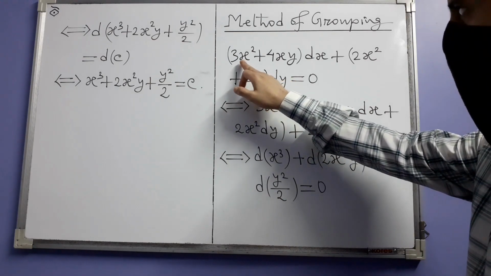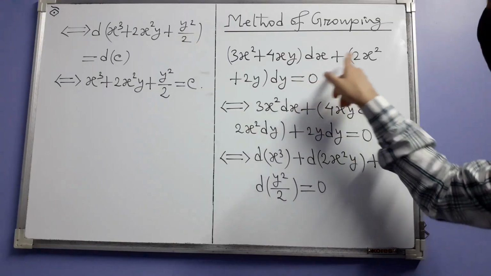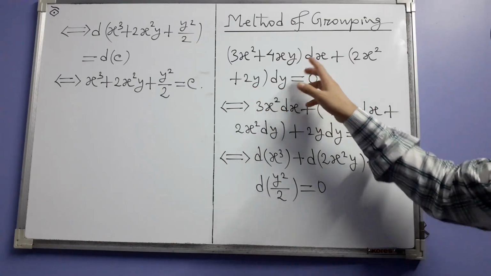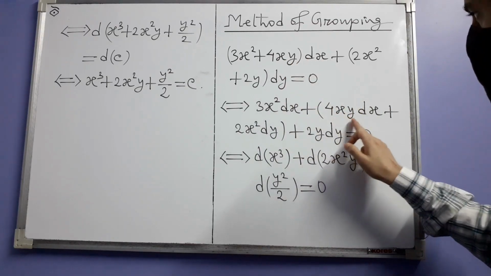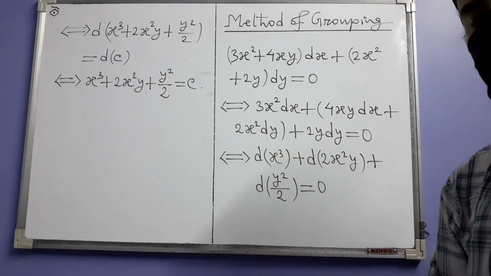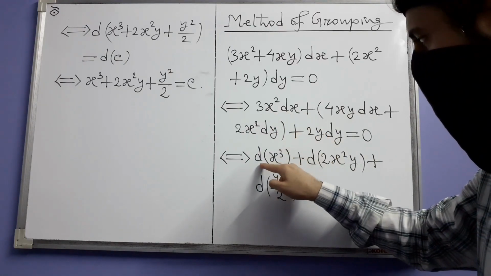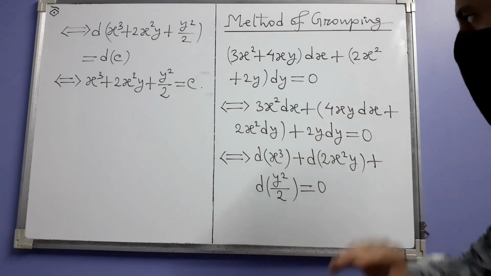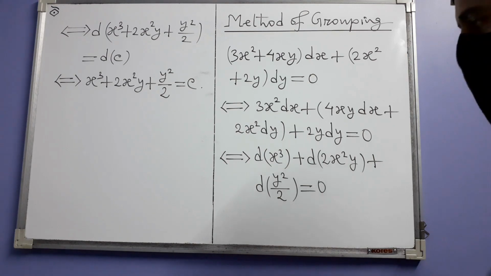So what we do, we write 3x square dx separately, and from this second part 2y dy separately, and we group these two terms together, 4xy dx and 2x square dy. So then you notice that 3x square dx is just the differential of x cube, and these two grouped terms give us the differential of 2x square y.